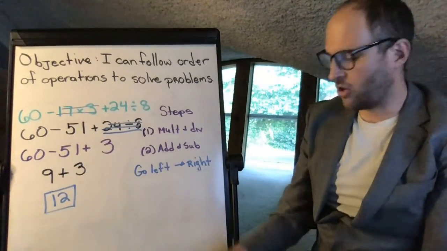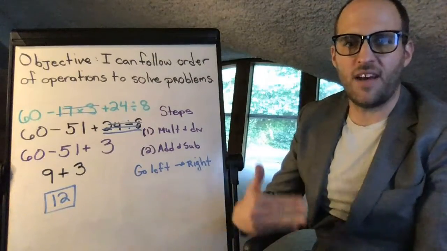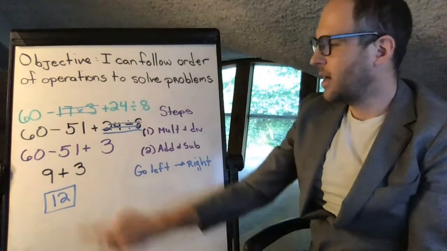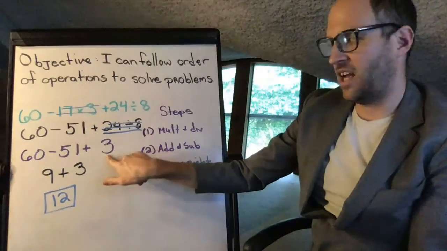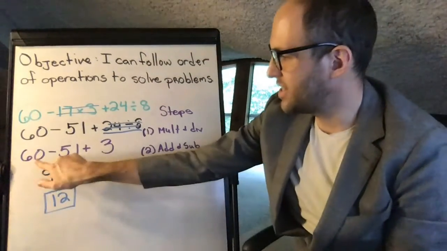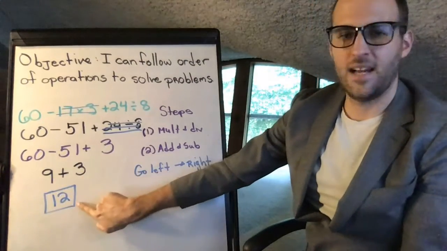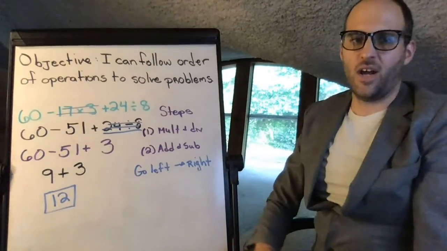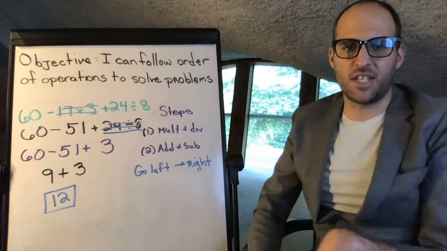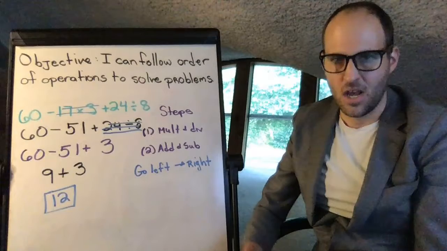Both addition and subtraction are on the same line, which means, again, I have to go from left to right, meaning I have to do the 60 minus 51 before the 51 plus 3. If you did that, you're going to get a different answer than what I got, because 60 minus 51 is 9. 9 plus 3 is 12. So again, more operations, more chances to make either a simple calculation mistake or go out of order with your order of operations.